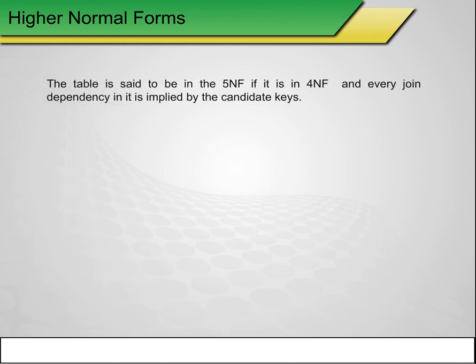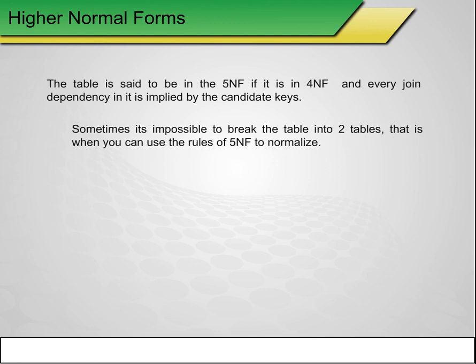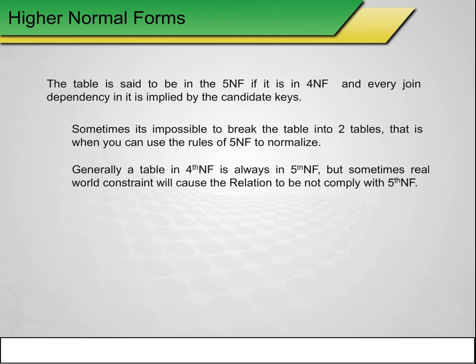A table is said to be in 5NF if it is in 4NF and every join dependency in it is implied by the candidate keys. Sometimes it is impossible to break the table into two tables. That is when you can use the rules of 5NF to normalize. Generally, a table in 4NF is always in 5NF, but sometimes a real-world constraint will cause the relation to not comply with 5NF.